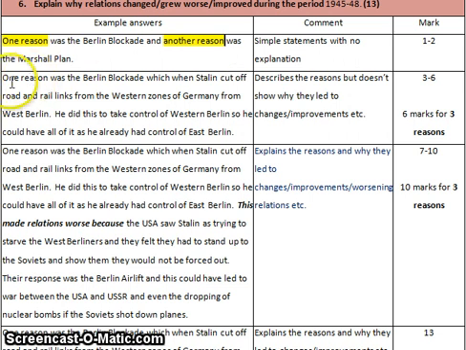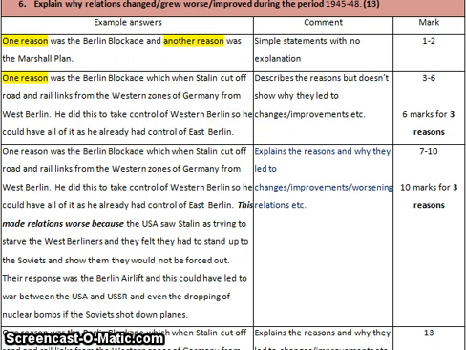The second one gives a bit more detail. One reason, we've got our starting language again, was the Berlin blockade, which was when Stalin cut off road and rail links from the western zones of Germany from West Berlin. He did this to take control of Western Berlin so he could have all of it, as he already had control of East Berlin. So it's described the reason, but it hasn't shown how it led to relations changing between the USSR and the USA at all. So the maximum it can get, if it was done for 3 different reasons, would be 6 marks.